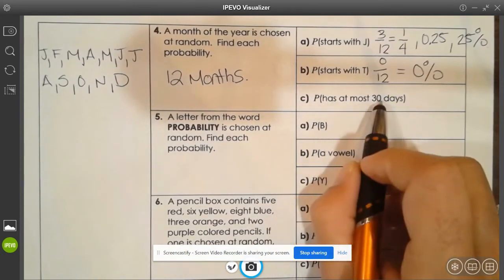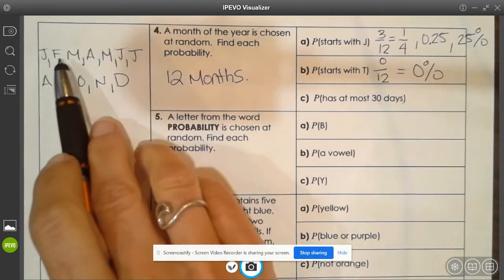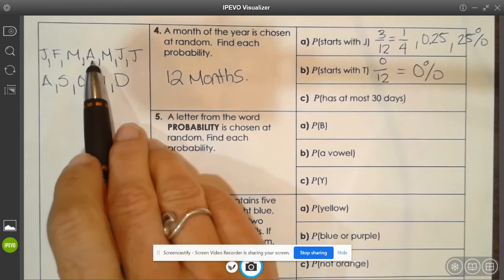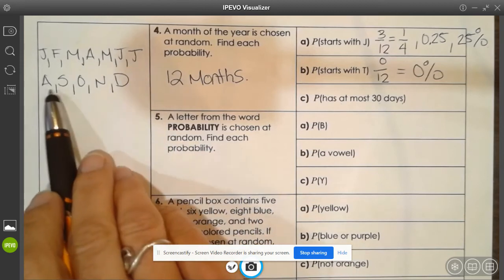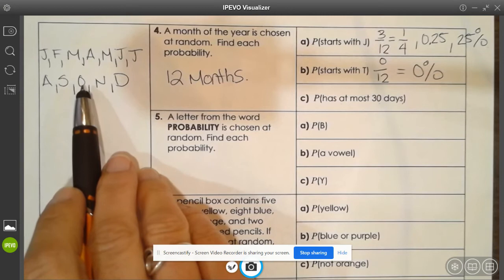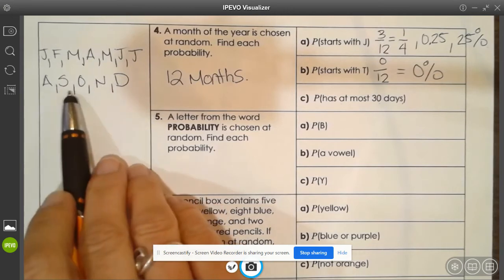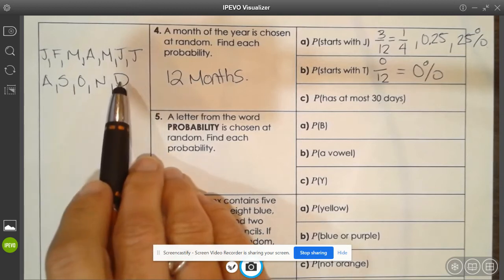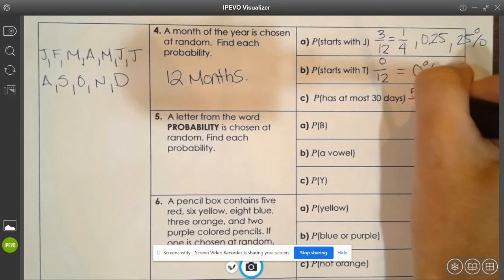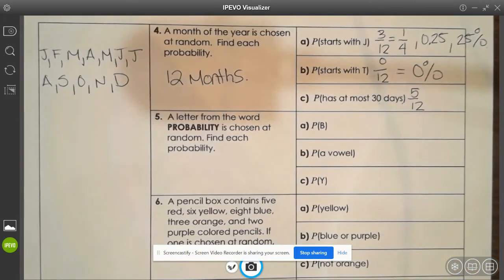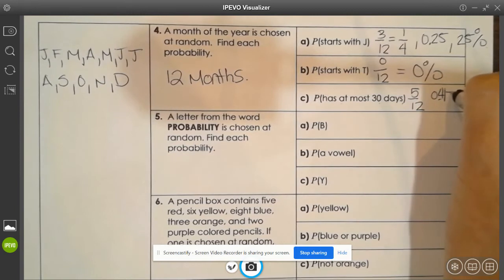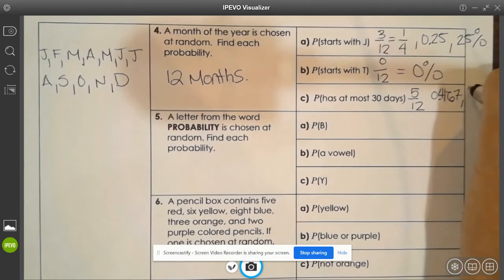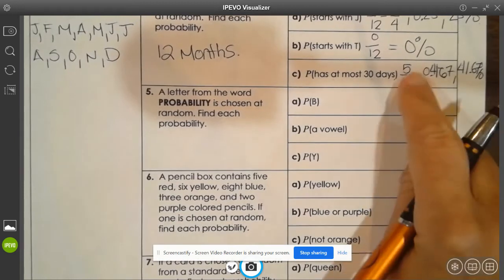What's the probability that a month has at most 30 days? So 1, right? 2, 3, nope. 5, 3, 4, 5. This one, 5. So that's 5 over 12, and then you divide 5 over 12. That is 0.4167. And then you multiply by 100, that's 41.67%. Okay? I mean, you multiply the decimal by 100, right?